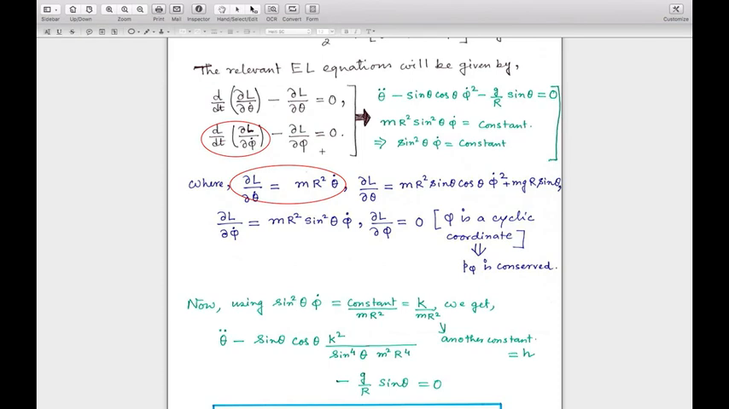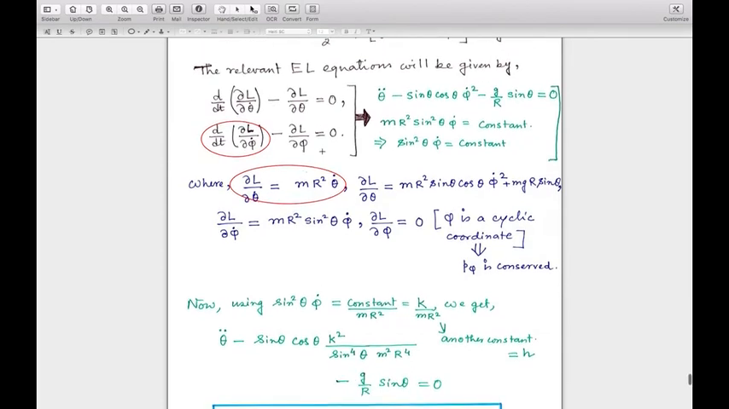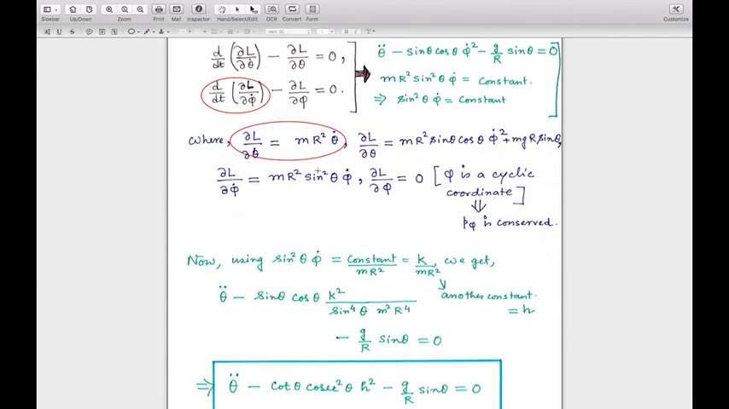So for this type of case, where your potential function is independent of the generalized velocities, you can always write that for a cyclic coordinate, the corresponding generalized momentum will be conserved. That's exactly what you can see here. Now, as this is conserved, you can write sine square theta phi dot is equal to constant by m r square, which is equal to k by m r square. I call this h.